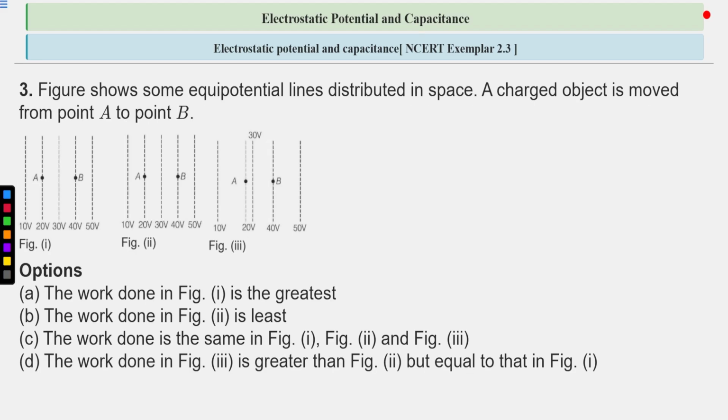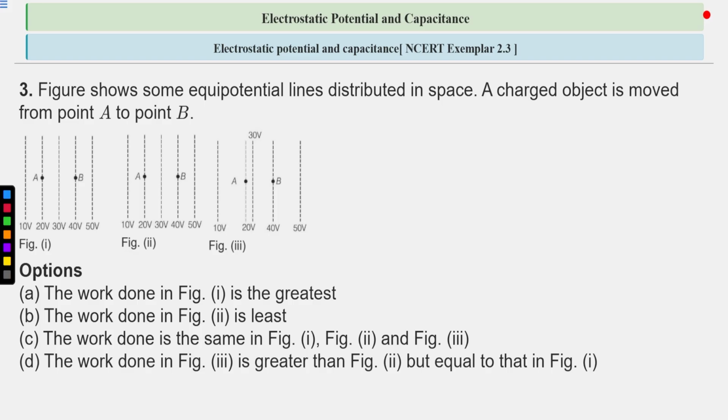So the next question, example problem 2.3. The figure shows some equipotential lines distributed in a space. A charged object is moved from point A to point B. So these are the equipotential surfaces shown, and these are the A and B points shown on all diagrams. So going from A to B, we have to look at the options.